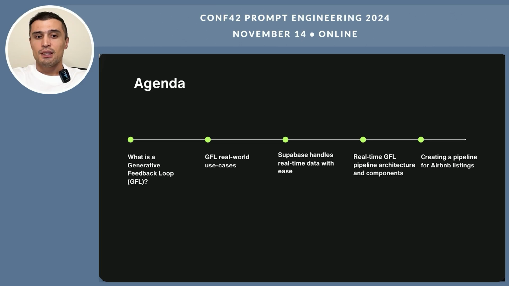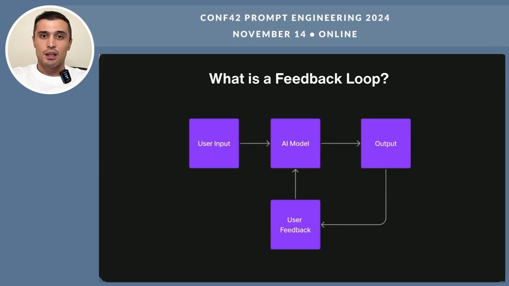So let me start by explaining what a feedback loop is. A feedback loop relates to the use of current outputs to optimize future results. As you can see in the diagram, it involves utilizing outputs to generate better inputs in the next stage. Feedback loops are also critical components in training AI models.